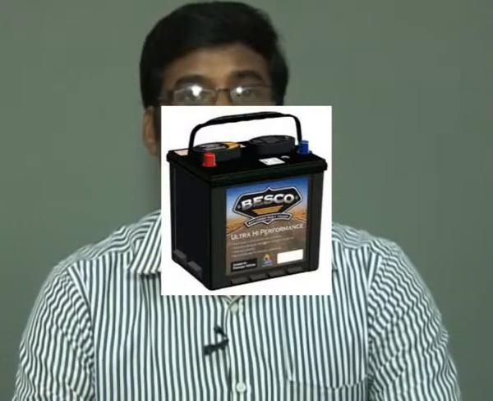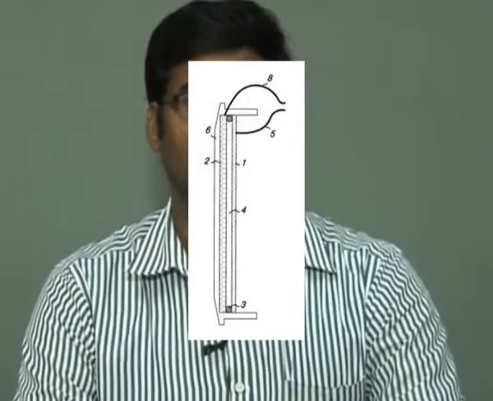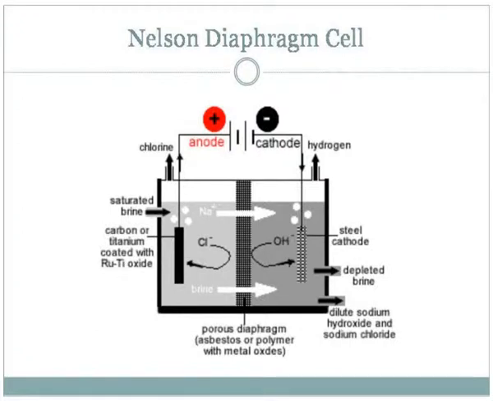We need connecting wires, a battery source, electrodes, and an electrolyte for the process of electrolysis. I will tell you now the actual process of production of sodium hydroxide by the Nelson cell.